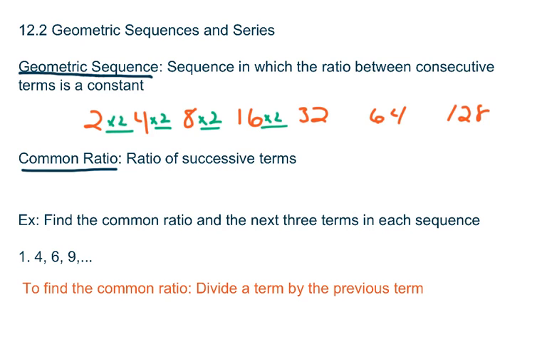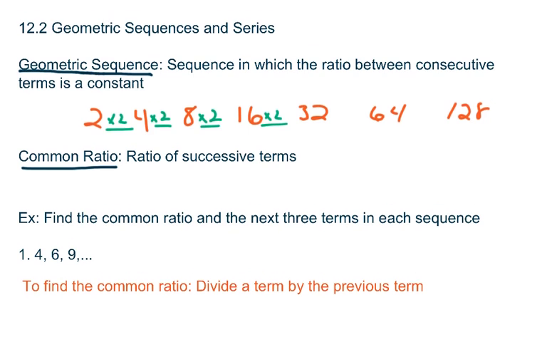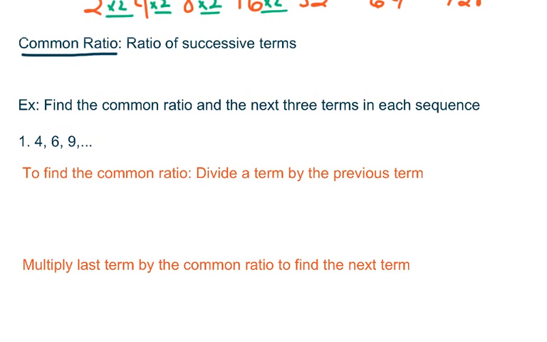Okay, so let's jump right into some examples. Find the common ratio and the next 3 terms in each sequence. So number 1, we have 4, 6, 9, and then the pattern continues. I've got some hints here. To find the common ratio, divide a term by the previous term. We can't start with the first term because there's nothing before that, but we can start with 6. If we take 6 and divide that by 4, we get 1.5.